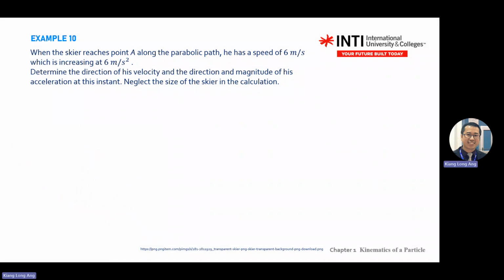Okay, we go for this example, then we have a short break. I go through this one very fast, if you understand all the fundamentals. So let's say there's a skier moving down from the mountain, and he has a speed of 6 meters per second and increasing at 6 meters per second squared, which means acceleration is given. Determine the direction of his velocity and the direction and magnitude of his acceleration at that instant. Ignore the size of the skier.